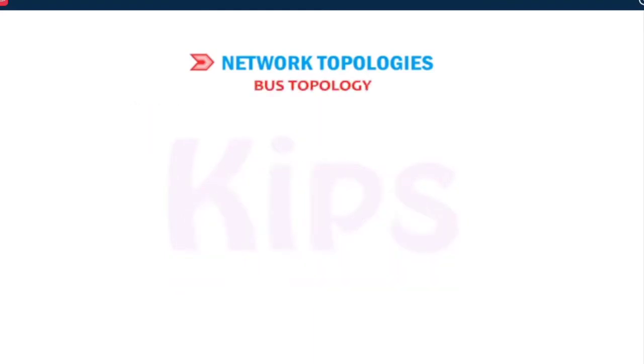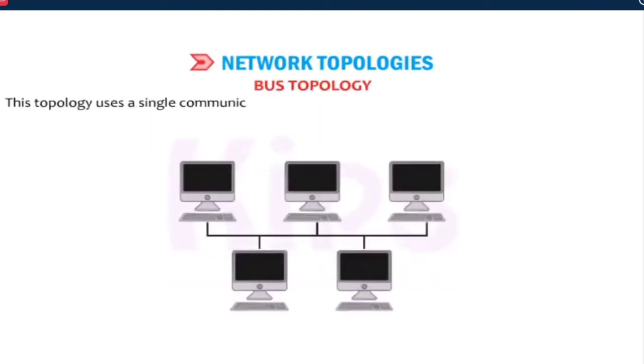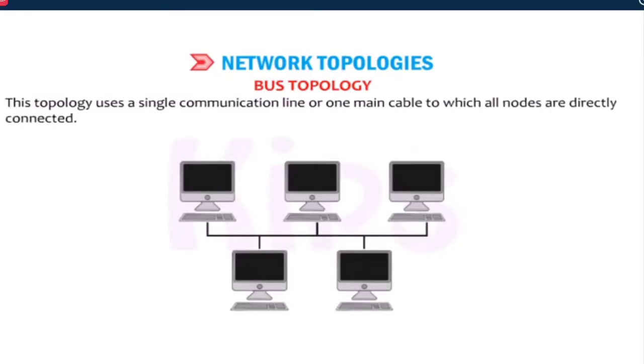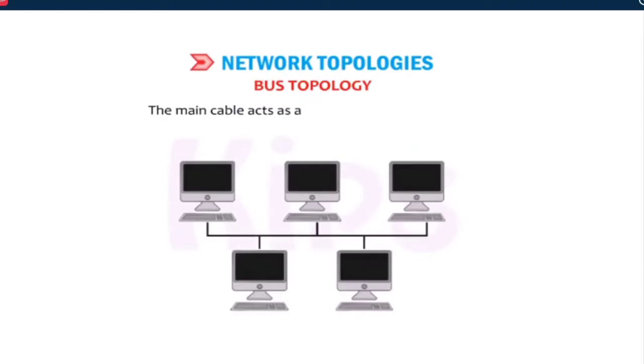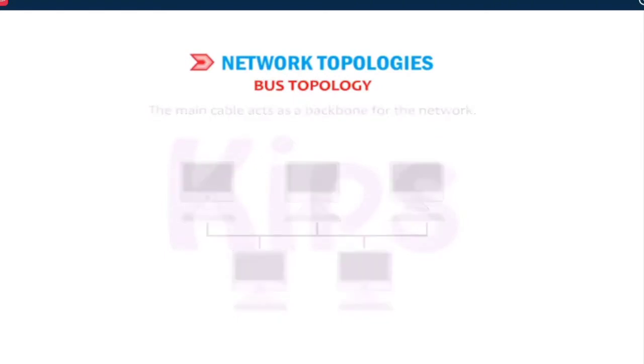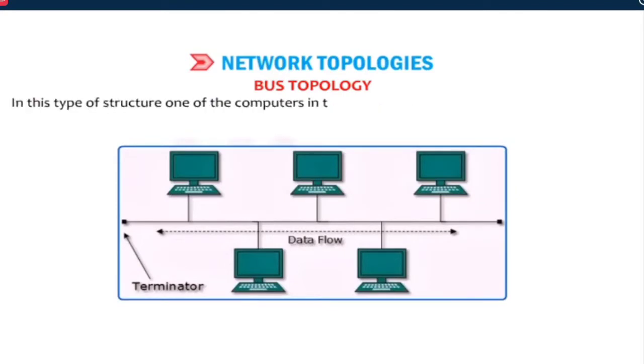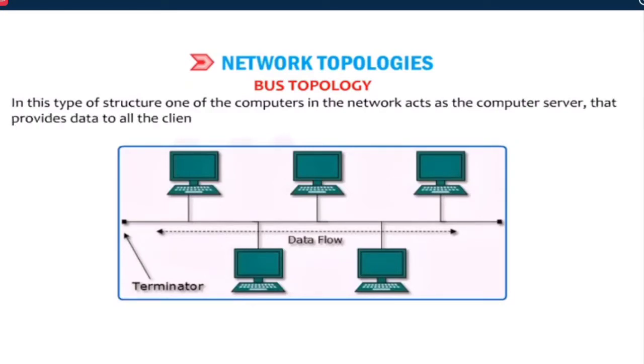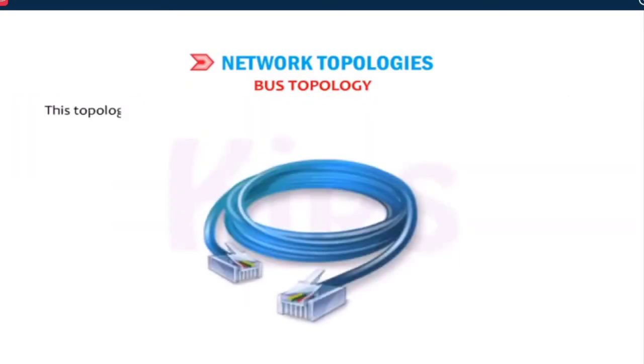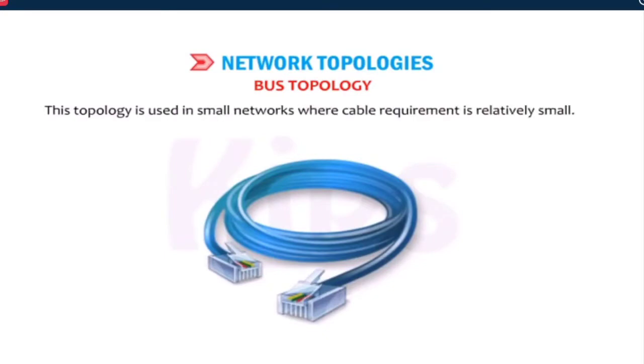Bus topology. This topology uses a single communication line or one main cable to which all nodes are directly connected. The main cable acts as a backbone for the network. It transmits data only in one direction. In this type of structure, one of the computers in the network acts as a server that provides data to all the clients. This topology is used in small networks where cable requirement is relatively small.